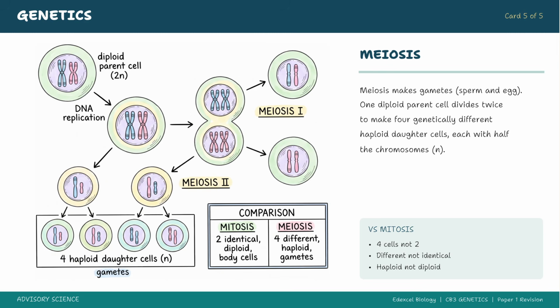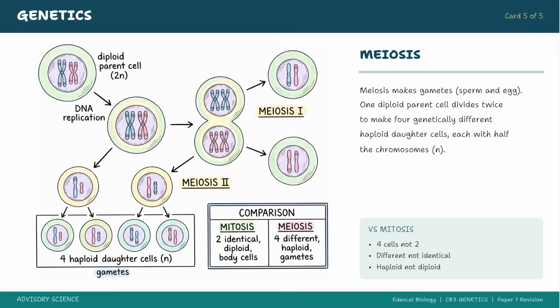So to be clear, mitosis produces two identical body cells. Meiosis produces 4 different gametes. Mitosis is for growth and repair, and meiosis is for making gametes, so egg and sperm cells. Mitosis has 1 division and meiosis has 2 divisions.